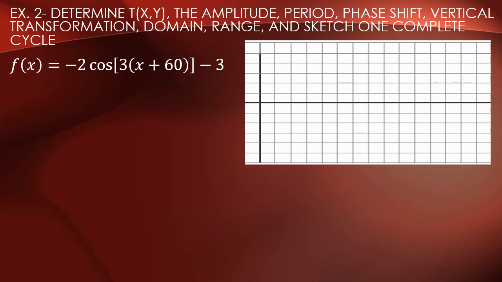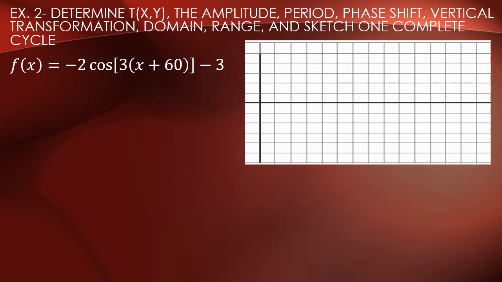And then our next example, determine the txy, the amplitude, the period, the phase shift, and vertical transformation, domain, range, and sketch one complete cycle. This time we're doing cos.